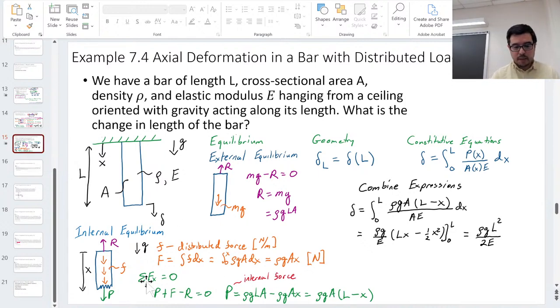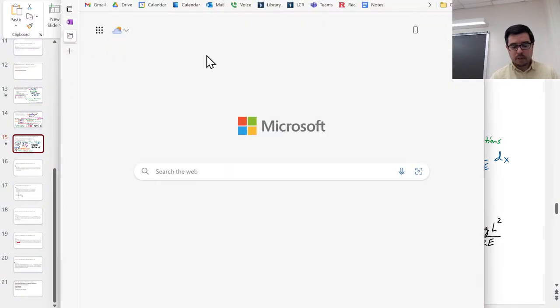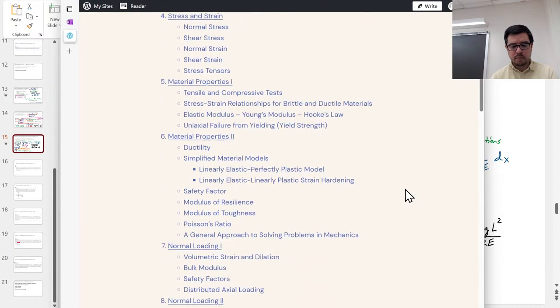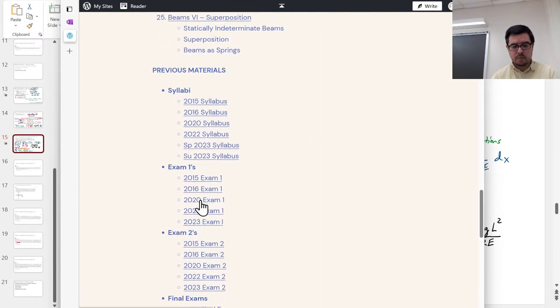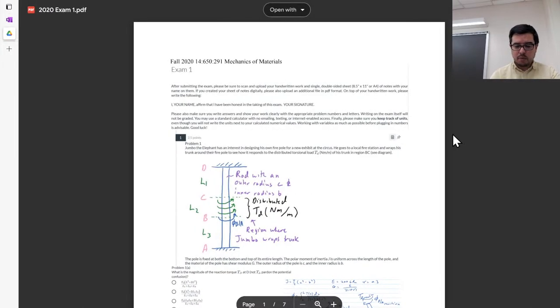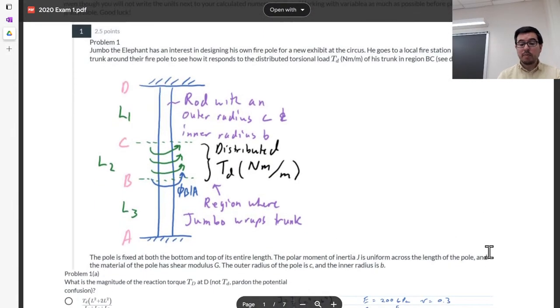All right, about one of the previous homework problems for torsion. This problem was hard. It's from the fall 2020 semester, and the reason this exam is the way it is, in terms of the layout, is that we were all virtual, though the exams were all on campus. I just want to mention a couple of things. I won't go through all the details here, but this problem is definitely a statically indeterminate problem. So you have two options.